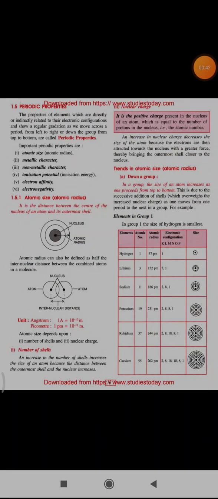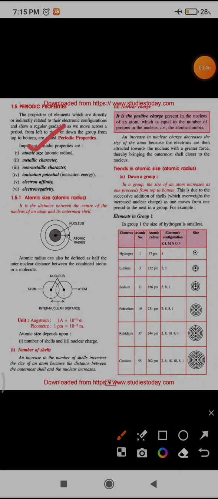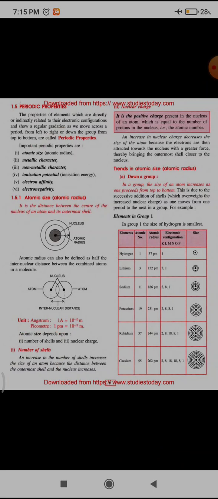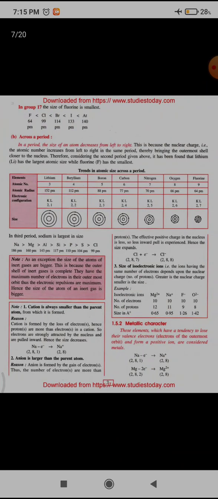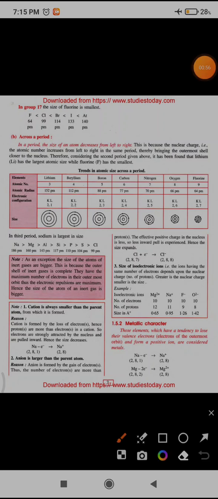Here you can see we completed this one in the last class, that is the atomic size and your number of shells. So next one, let us see. We'll start from your metallic character.